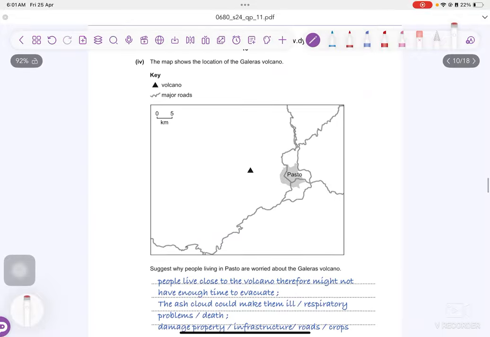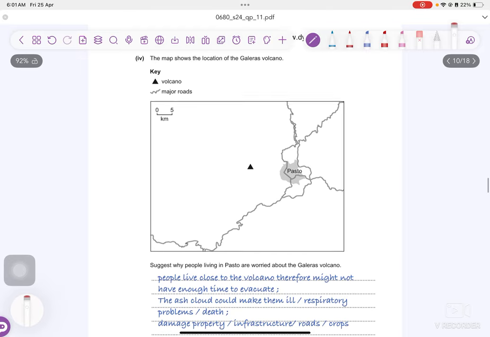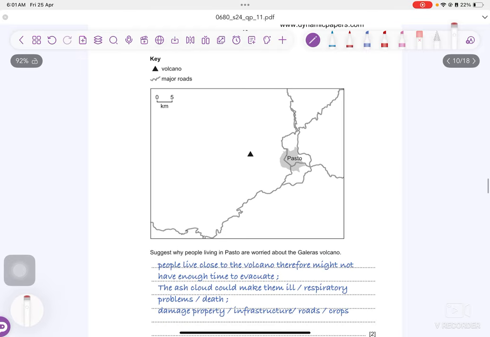The following question is showing us the map of that volcano. They're saying suggest why people in Pasto, this area, are worried about the volcano. Any ashes that come from the volcano are going to be carried this way to Pasto, okay? They're also fairly close, so the distance is not huge. People live close to the volcano, therefore might not have enough time to evacuate.